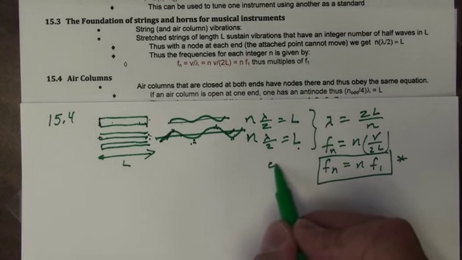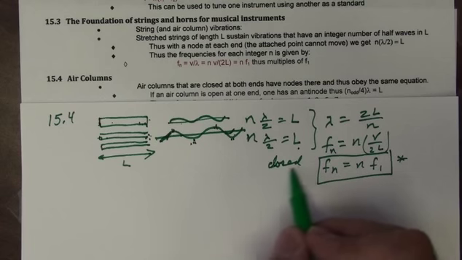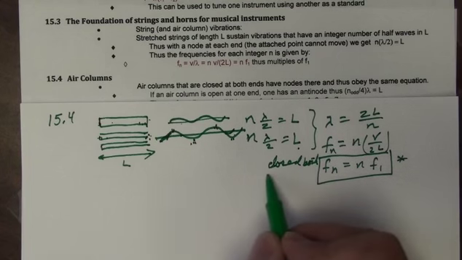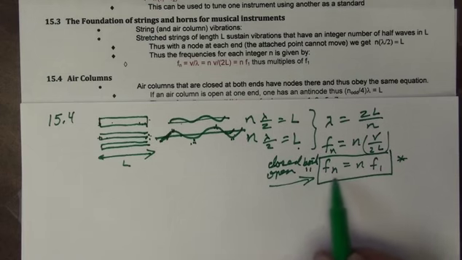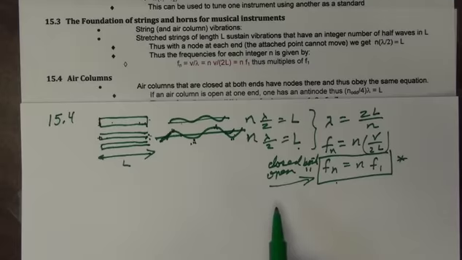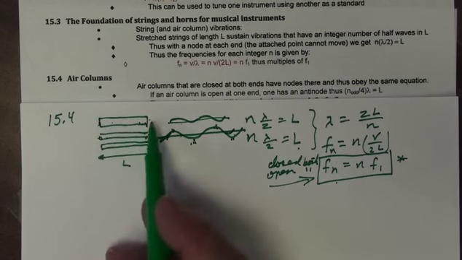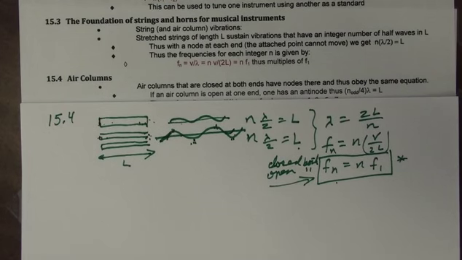So we get exactly the same equation. This is closed at both ends, closed at both, open at both. This will give us our equation, and it's the same as strings. So a string is like an air column that's actually closed at both ends, forcing a node.